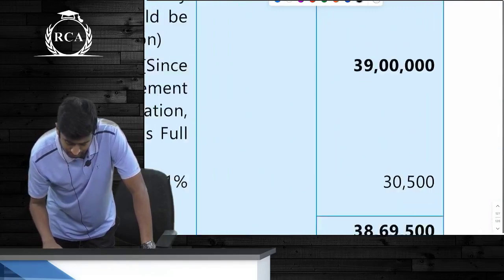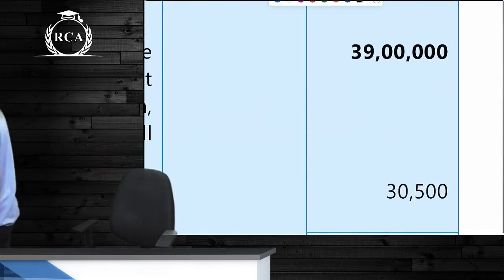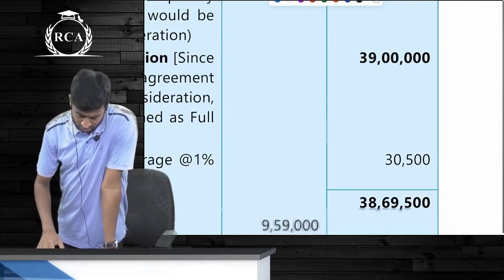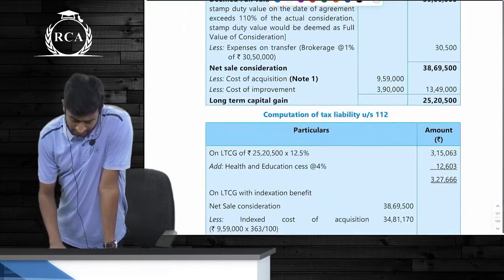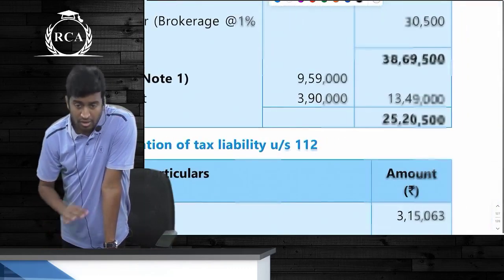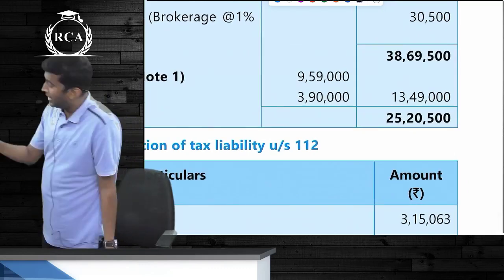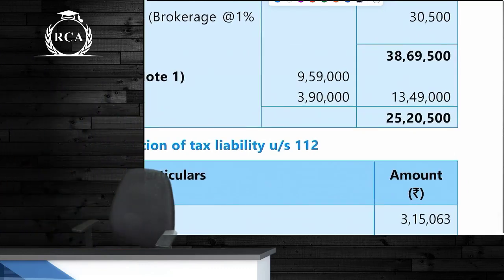Is this correct? बोलो. Yes. Transfer expenses कितना था? 30,000 माइनस करो. Next, did we get 9,59,000? हाँ बाबा बोलो, करे थे ना अपन. Then what is this 3,90,000? Cost of improvement. First rule, these two are without indexation. Indexation nahi milta. Understand the logic.